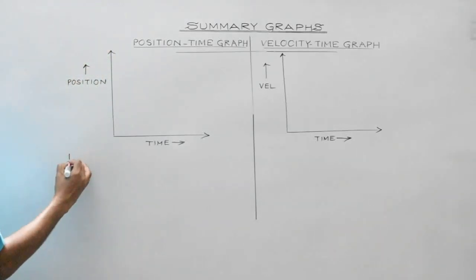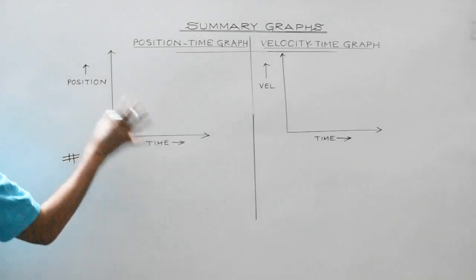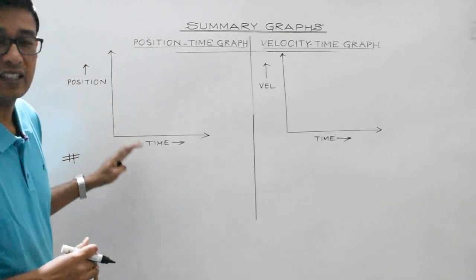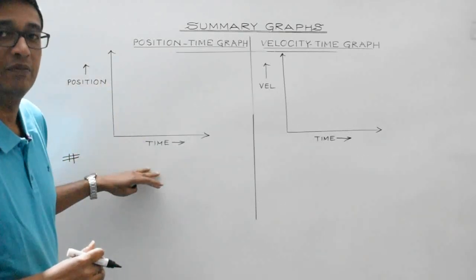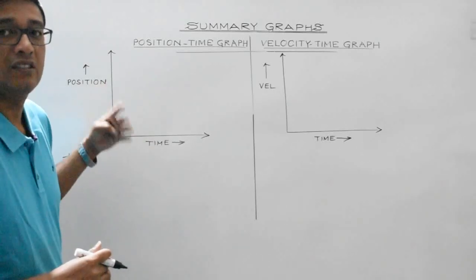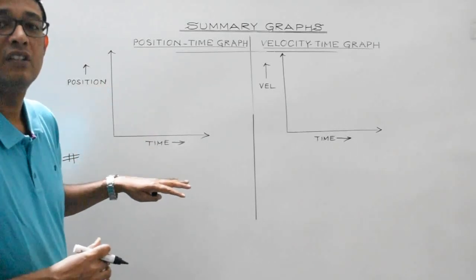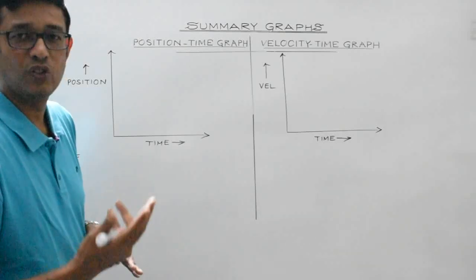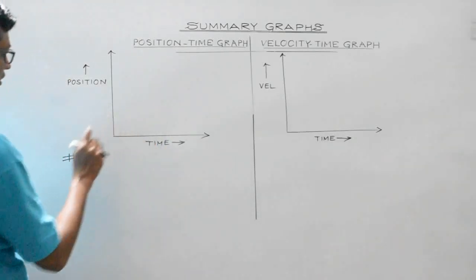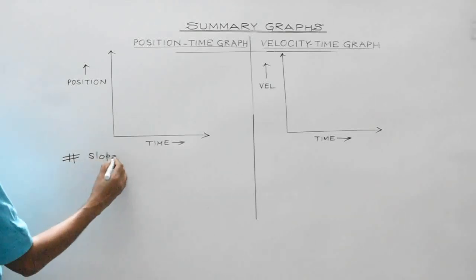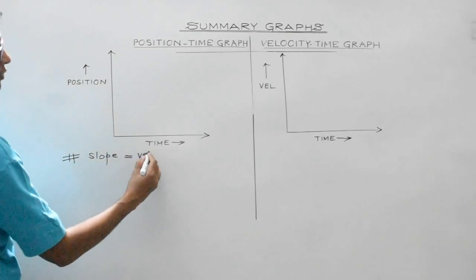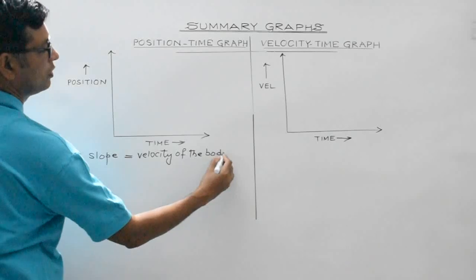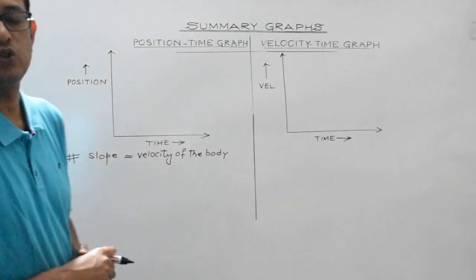So first and foremost, before we proceed, the importance of position time graph. What will be the slope of this graph? Y-axis is represented by position, x-axis is represented by time. So position over time, that is distance over time or displacement over time, that will give us speed or velocity. In case the body is in one-dimensional motion, then distance is equal to displacement, speed is equal to velocity. So the first and foremost use is, slope will give us the velocity of the body. Right? This is the first and foremost use of the position time graph.